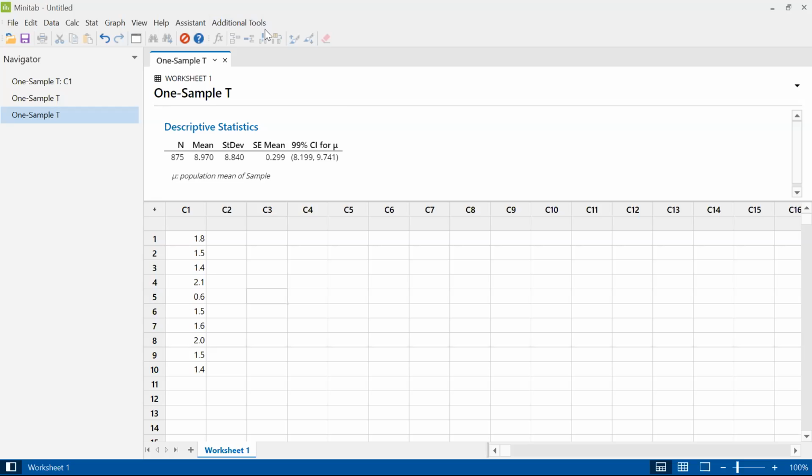Okay, so that's it for this example. We'll have one more example and call it a day.